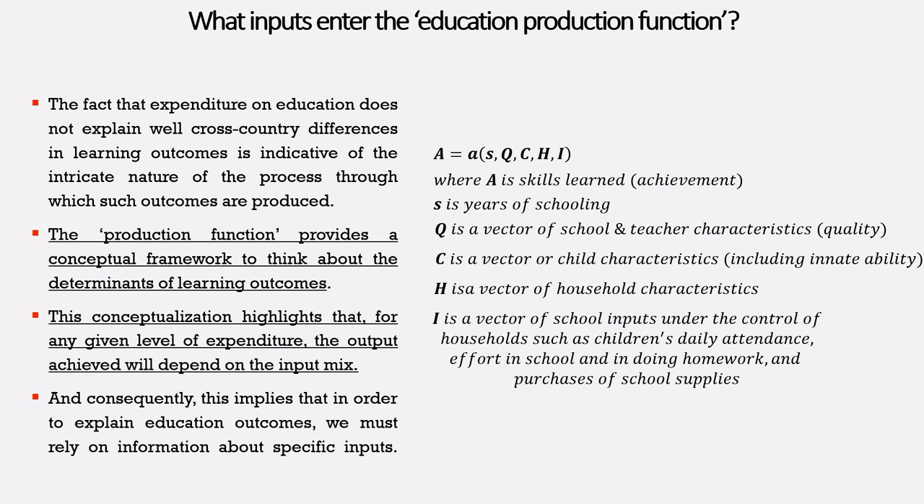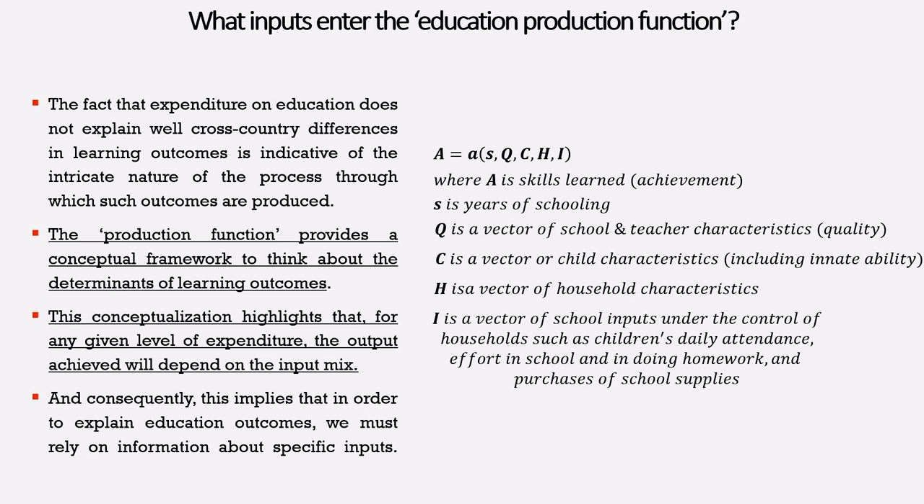So it is in this context that we discussed the production function as a conceptual framework to think about the determinants of learning outcomes. And this conceptualization highlighted that for any given level of expenditure, the output achieved will depend upon the input mix. So consequently, this implied that in order to explain education outcomes, we must rely on information about specific inputs.